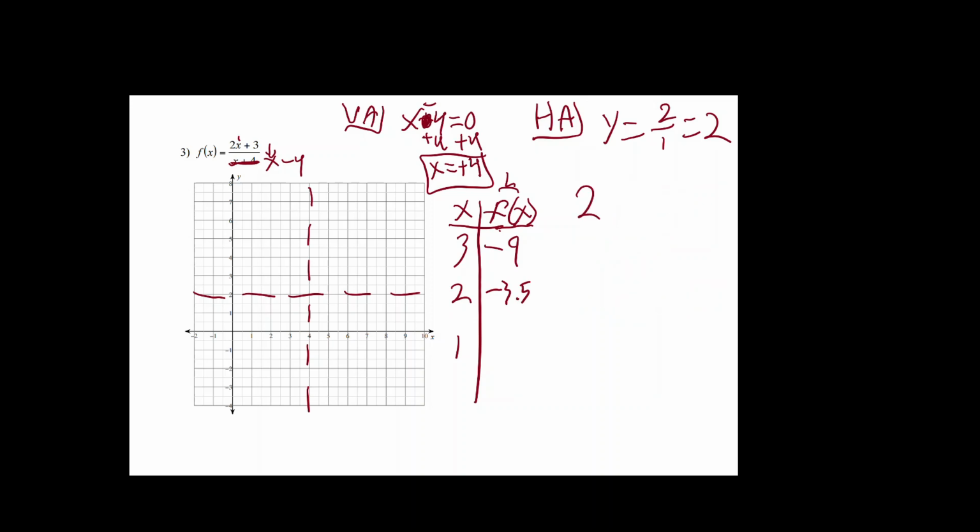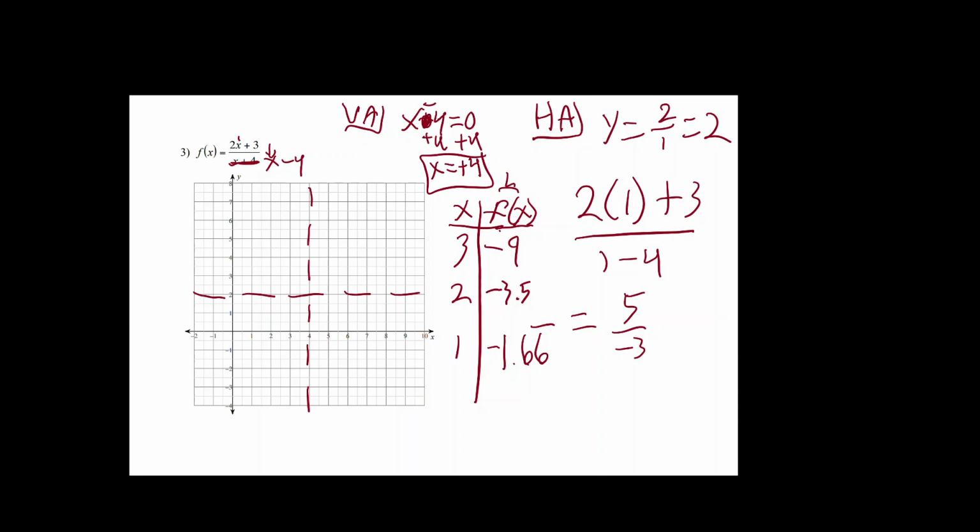And do the same thing for 1 here. 2 times 1 plus 3 all over 1 minus 4. So this becomes 5 over -3, which is -1.66 repeating. And remember, do not just round it off to 1.6 or 1.7. Write -1.66 repeating or -1 2/3. All right? So that way I know you got the right answer and that you're not making up your own math. So now we're going to plot those points and connect our dots.